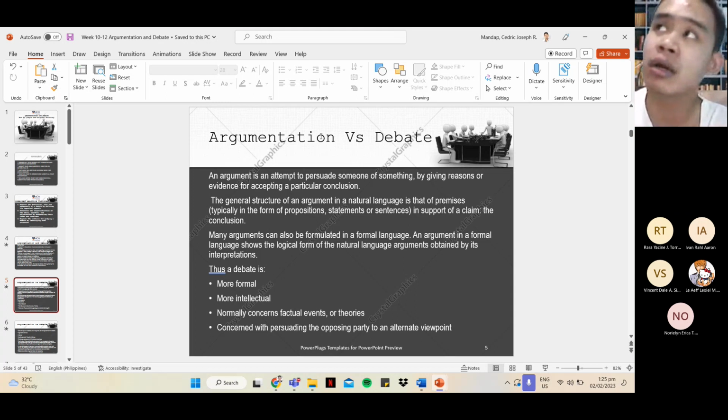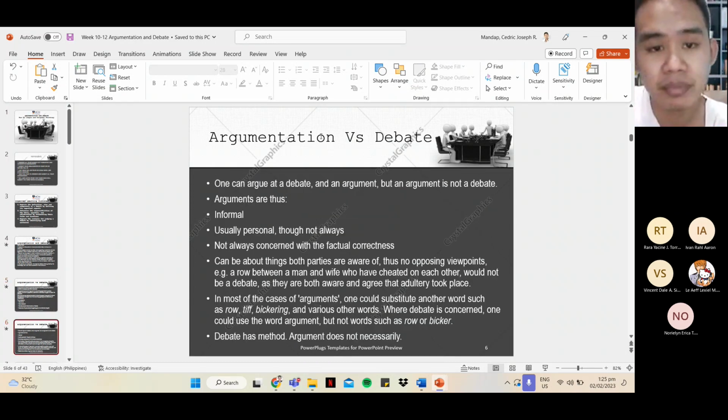So a debate in other means is more formal, more intellectual, and normally concerns factual events or theories only. So it concerns persuading the opposing party to an alternate viewpoint. If we could see it, an argument does not require an opposing party. Well, for a debate, it's more of proving that your point is much more acceptable compared to your opponent. So one can argue at a debate, but an argument is not a debate. Take note of this. So there is a clear distinction between the two.